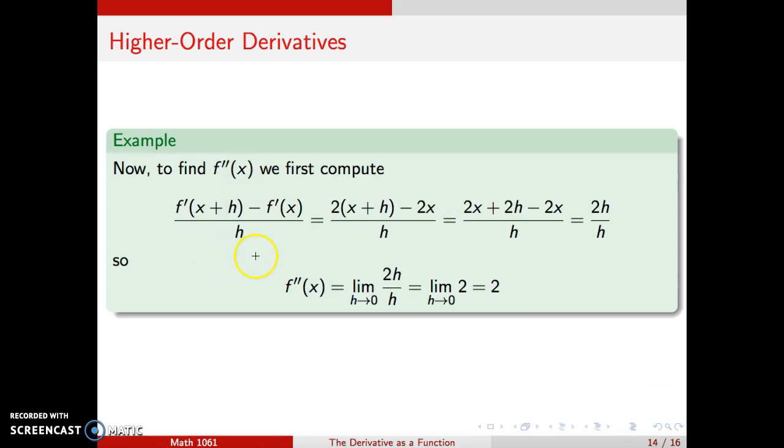Well, to find the second derivative, I would just do that same process, but use f prime in place here. So I've got f prime there, f prime there. F prime is 2x, so I'd have 2x plus h minus 2x. Go through all your business there, look at the limit as h goes to 0, and the limit of that is just 2. So f double prime is the constant function 2.